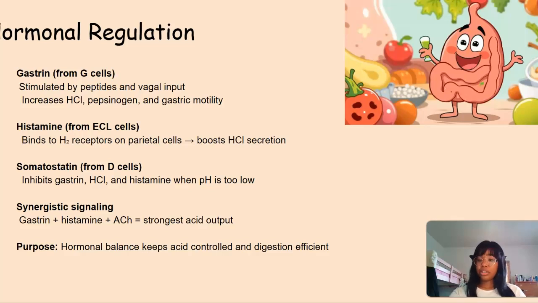These hormones don't work in isolation. When gastrin, histamine, and acetylcholine are all active, they create a synergistic effect that results in maximal acid production. This balanced hormonal interplay ensures the stomach digests efficiently without harming itself.